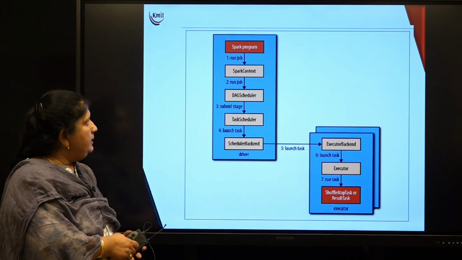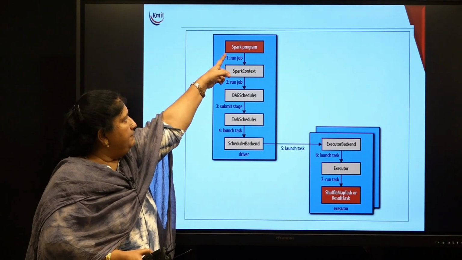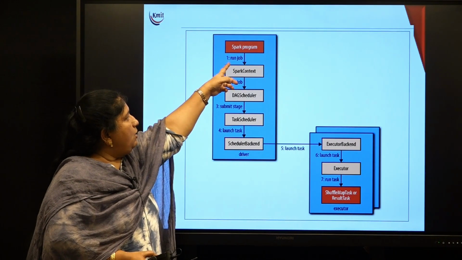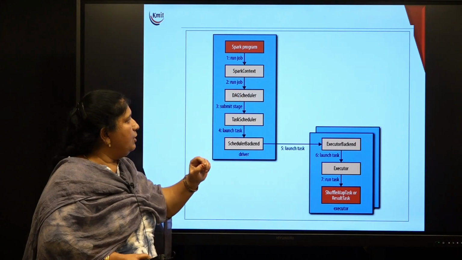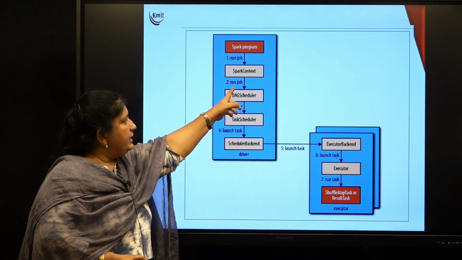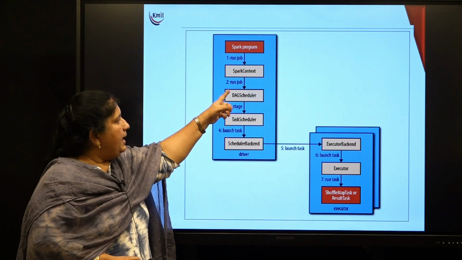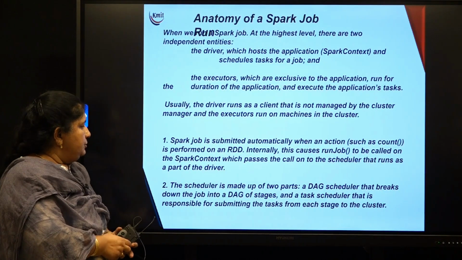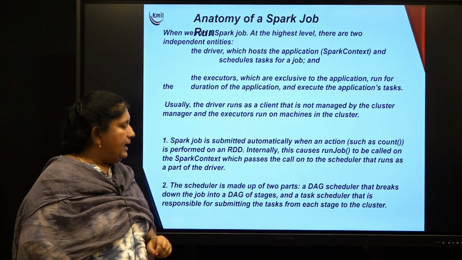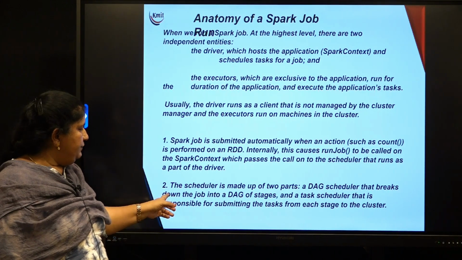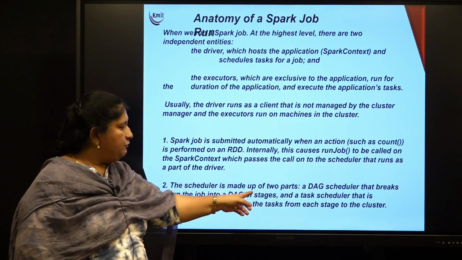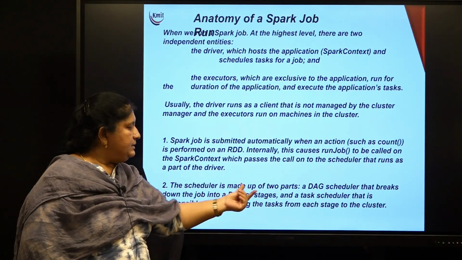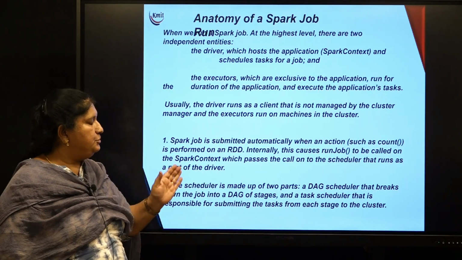Just go through this one. Whenever the Spark program is submitted, it automatically initiates an action on the RDD and it calls the runJob method on the Spark context. The Spark context divides the activities and passes them on to the DAG scheduler, the directed acyclic graph scheduler. The scheduler is made up of two parts. One is a DAG scheduler, which breaks down the job into a DAG of stages, and a task scheduler that is responsible for submitting the tasks from each stage to the cluster.